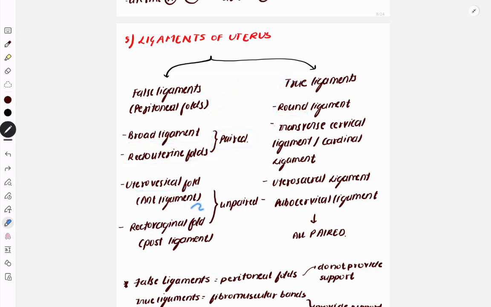And then we have uterovesical fold, which is also called anterior ligament because it is present between the uterus and the urinary bladder. So that is a uterovesical fold which is present anteriorly. And then rectovaginal fold, which is located between the rectum and the uterus. So this is a rectovaginal fold which is posterior ligament. So anteriorly we have a uterovesical fold and posteriorly we have a rectovaginal fold, and therefore these two are also called anterior and posterior ligaments, and they are just single, but these two were paired. And all of the true ligaments are going to be paired itself. So these are the different false ligaments and true ligaments. So 4 true ligaments and 4 false ligaments.